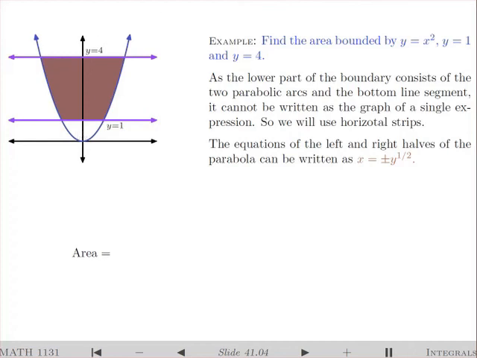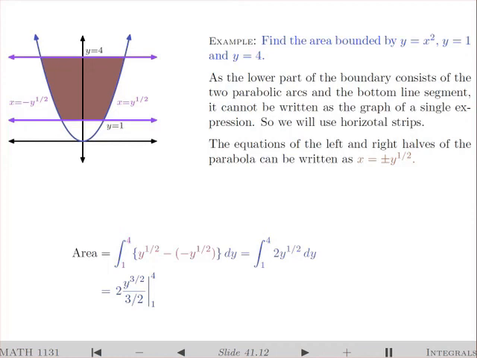So if I set up the area using horizontal strips, y goes from 1 to 4, and x goes from negative y to the 1/2 to y to the 1/2 if I go from left to right. So I take the right equation, y to the 1/2, minus the left equation, negative y to the 1/2, and then do the calculations. The integrand is 2y to the 1/2, so an antiderivative can be found by using the power rule. 1/2 plus 1 is 3/2, so an antiderivative would be 2 times the quantity y to the 3/2 over 3/2.